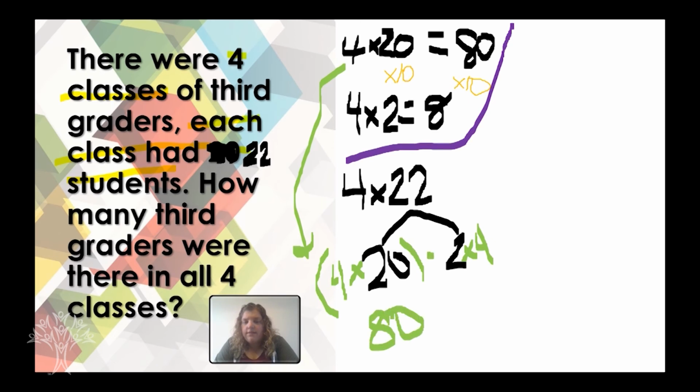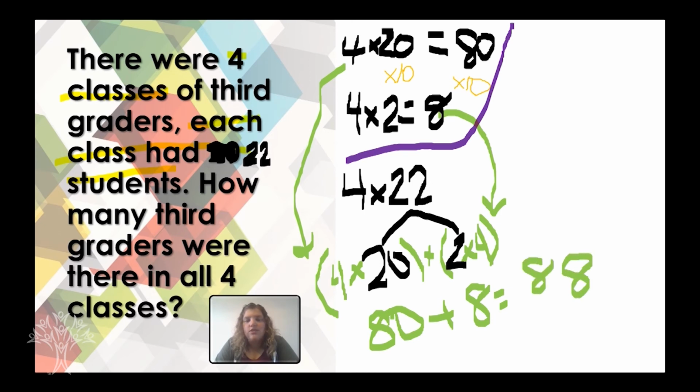Now, all I have left to do is come up with my other half. What's 2 groups of 4? We've already done that too. Let's use that knowledge and add that in. How many groups or how many third graders are there now if there's 4 groups of 22? Awesome. There are now 88 students in 3rd grade.